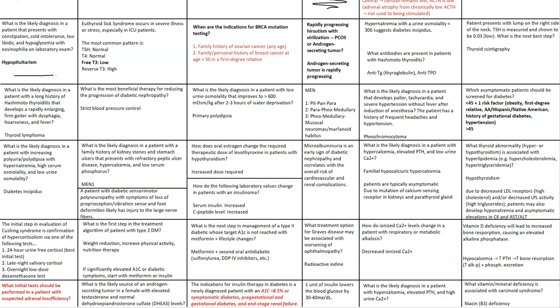Euthyroid sick syndrome typically presents with the common pattern being TSH, T4, and free T3 all low later on in the disease process, but initially the free T3 is the only one that's low, and the reverse T3 is high. This is high yield, because you can easily get asked a question on that. Reverse T3 is high, free T3 is low.